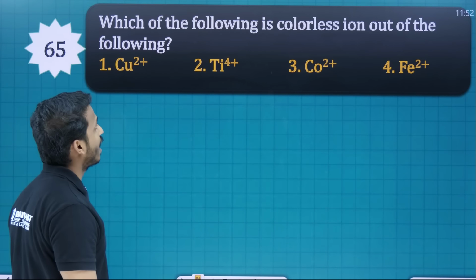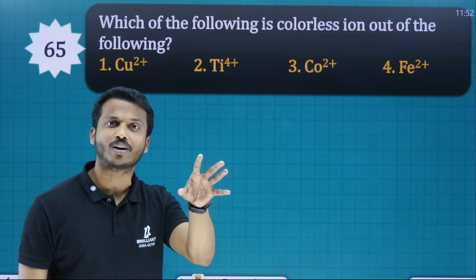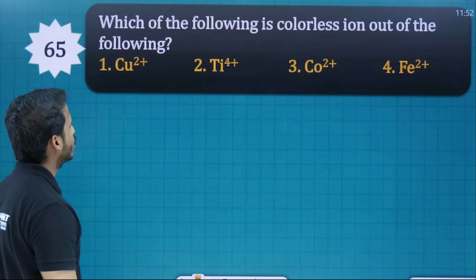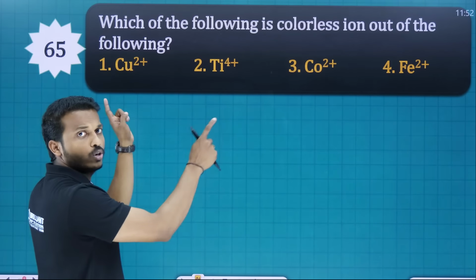Which of the following is a colorless ion? Colorless ion means they do not contain any unpaired electron. Where is there no unpaired electron? Can you check it, all of you? You can cross check it, right?